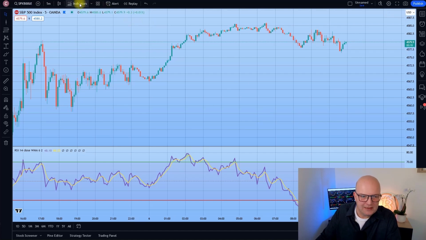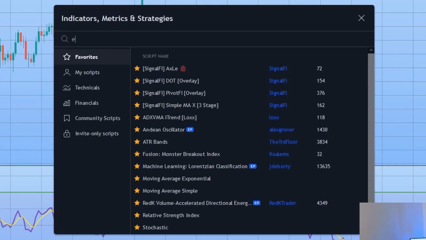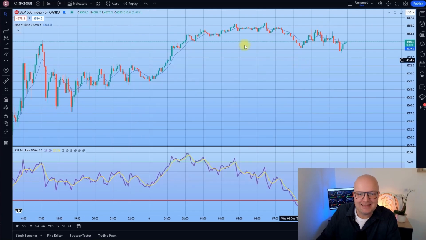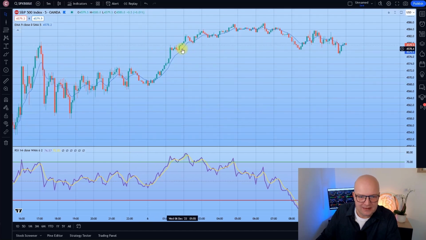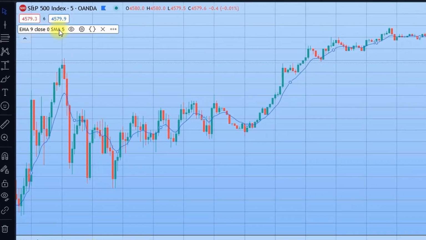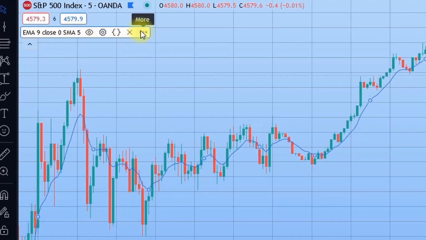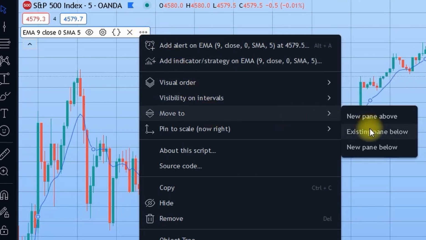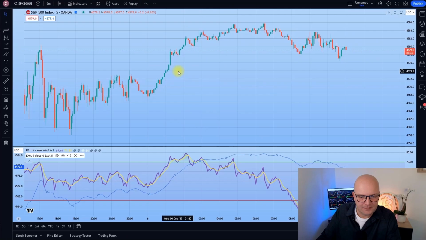Now we want to add another indicator, and this is going to be a so-called Exponential Moving Average, or short EMA. I'm going to add this, and by default TradingView will add this to the S&P 500 chart. However, we want the Exponential Moving Average to be added to our RSI, and in order to do this, we need to go to the settings of our EMA, go to this dot menu, and then go to move to existing pane below. You can see it removed it here and it added it to the RSI.